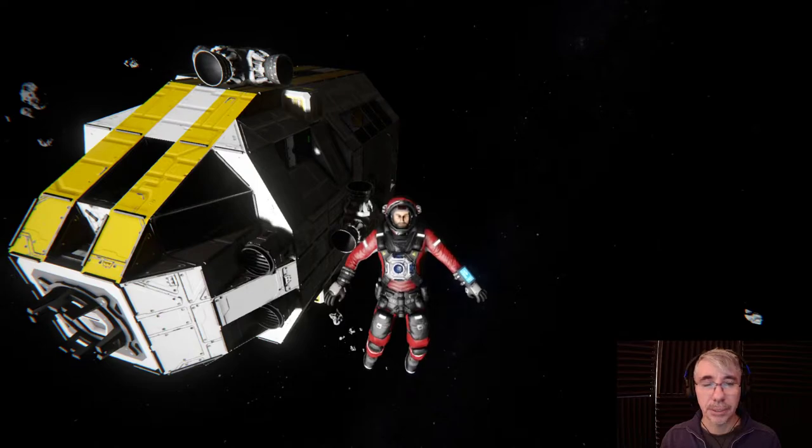I built this ship to work with Digi's realistic thruster, so it's taking into account the center of mass. But additionally, I am using another mod from Digi, this thrust override, to be able to control the thrusters with the gamepad.